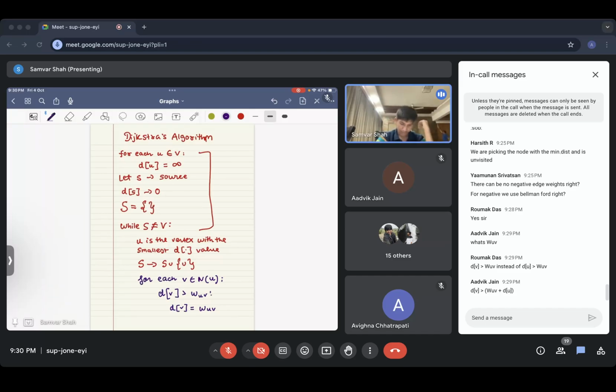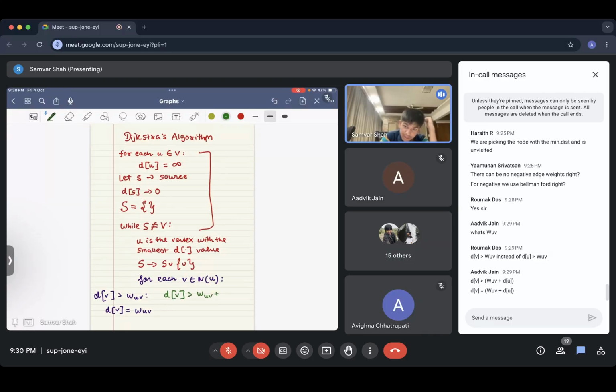Okay, we have one more idea here. I'm going to write these all down as options, and then you can decide which is correct. I have D of V is greater than weight of UV plus D of U, and then D of V equals weight of UV plus D of U. This is another option. This seems overly complicated to me. You just want the minimum distance node, right? Why would I need this? This handles it efficiently for me, right?